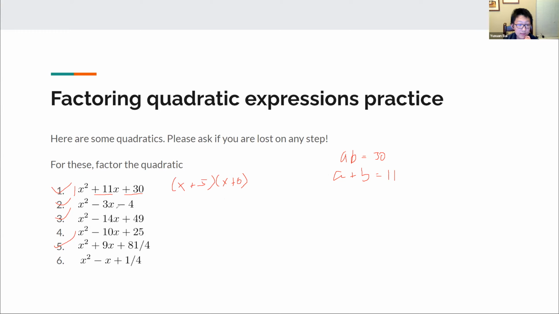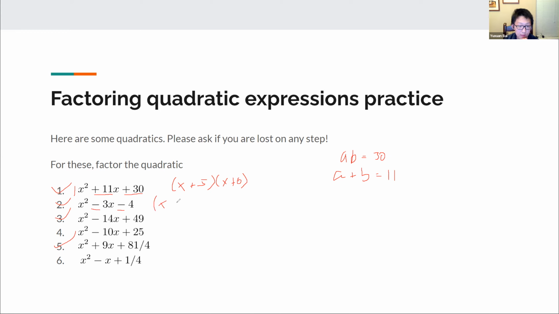Number 2, it's basically the same thing. So we look for two numbers that multiply to get -4 and add together to get -3. As a general rule of thumb, if you see two negative signs, so the addition is a negative sign and the subtraction is a negative sign, then you should know that one of the numbers is positive and one of the numbers is negative. So for this one, we see that 1 times -4 is -4, which would be correct because 1 plus -4 is the same as 1 minus 4, which is -3.